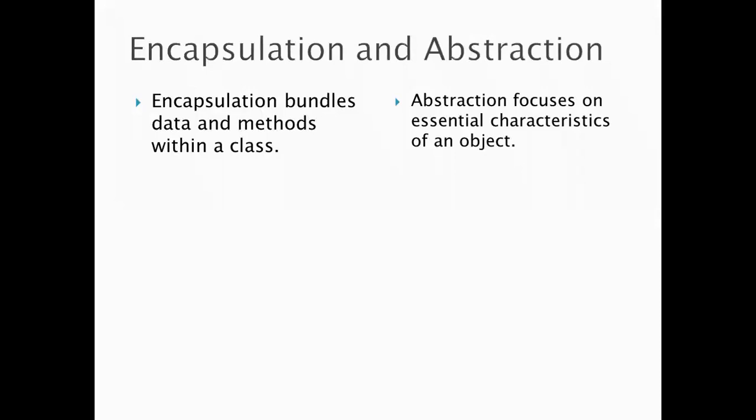Encapsulation and abstraction. So first of all, encapsulation. Encapsulation is the concept of bundling data and the methods that operate on the data into a single unit. It helps in controlling access to the internal state of objects, while abstraction focuses on essential characteristics of an object.